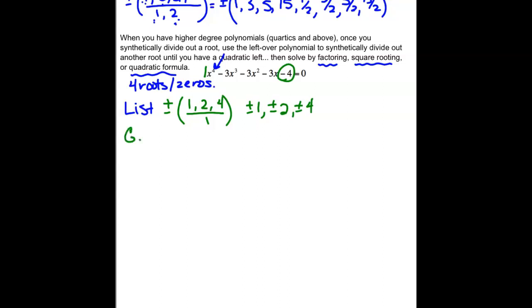Our next step is to look at our graph. This stands for graph suggests. So go ahead, I'm going to pause the recording and let you type in this polynomial into your graphing calculator, and let's look at what zeros we seem to find on that.